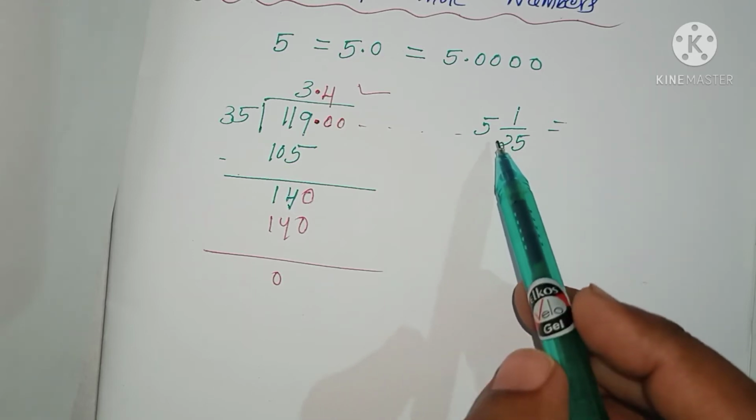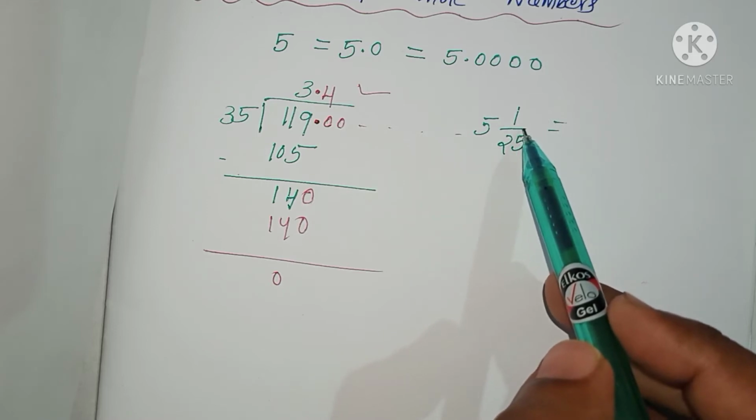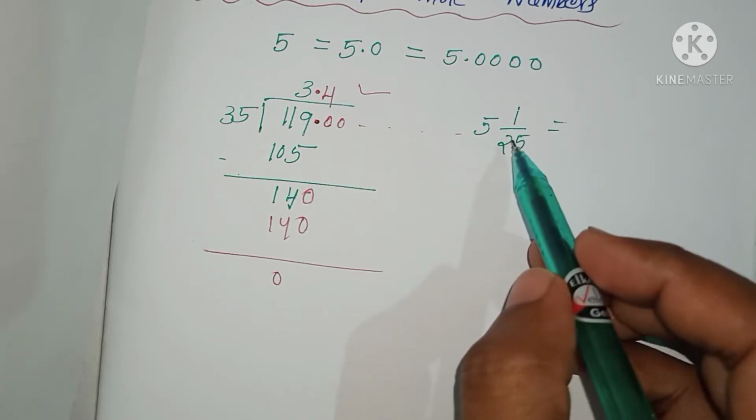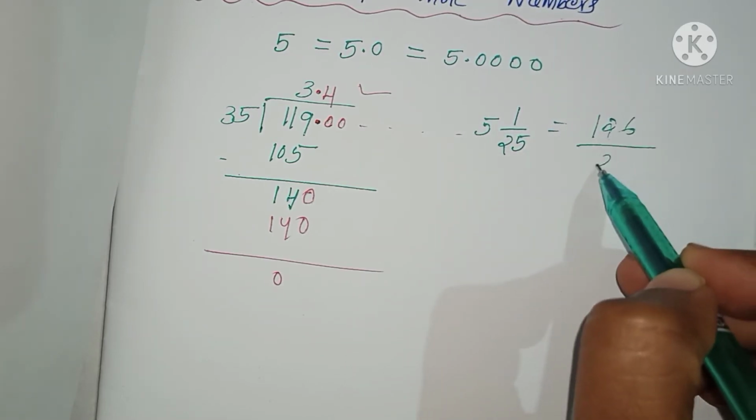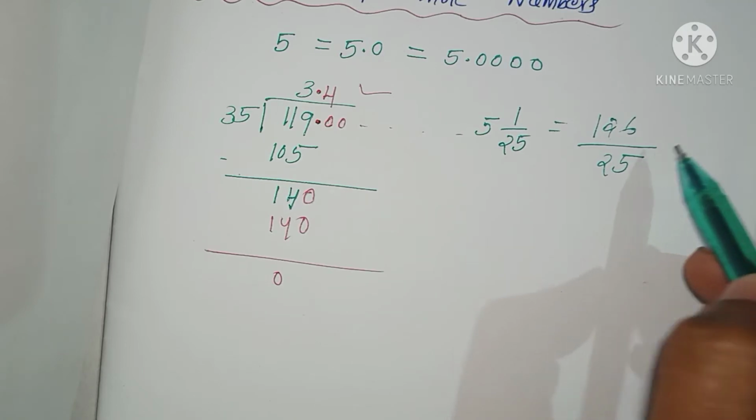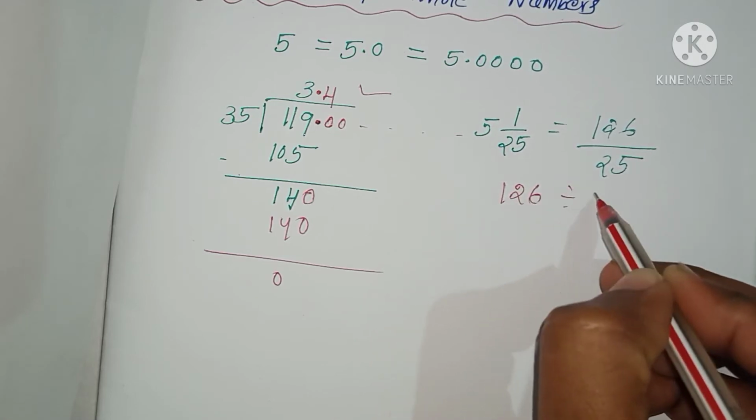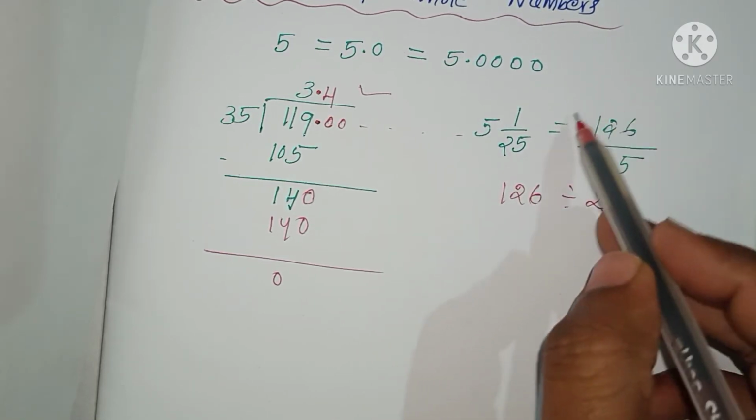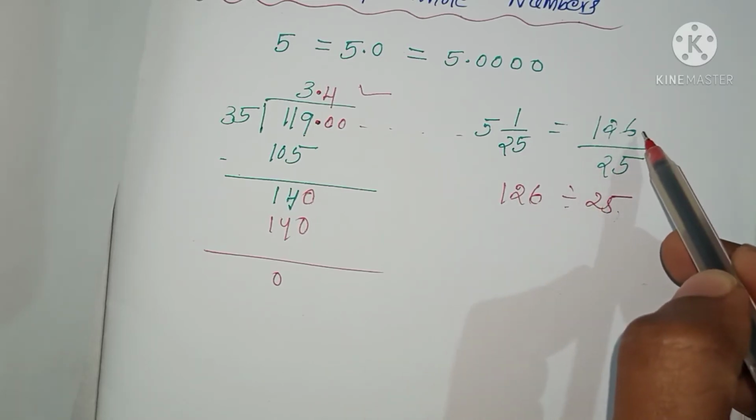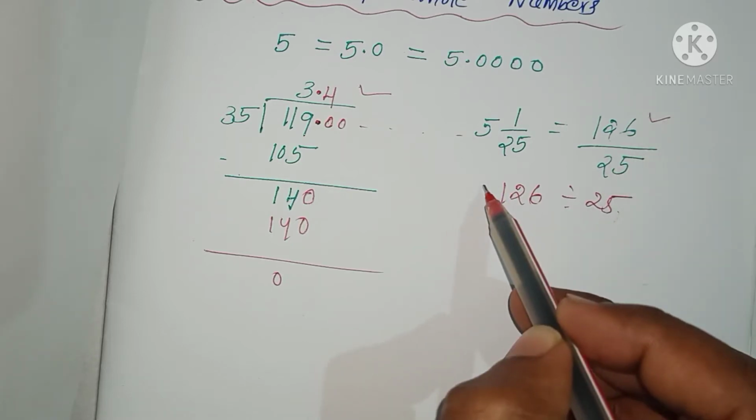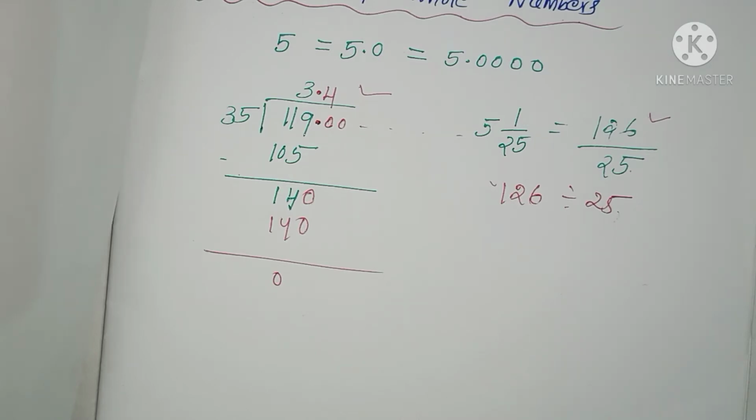Similarly, one more example, this one is a mixed fraction. First of all we have to convert it into an improper fraction. So 25 into 5 equals 125, plus 1 equals 126, over 25. A fraction can also be written in the form of division. Just remember that the numerator is written as the dividend and the denominator is written as the divisor. These things should be clear first.